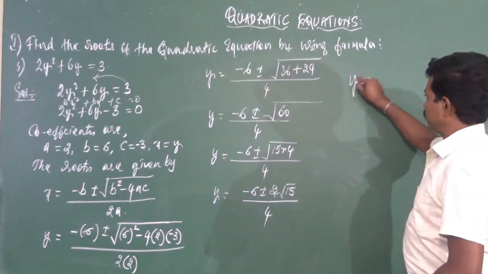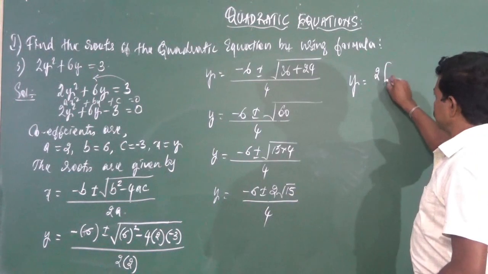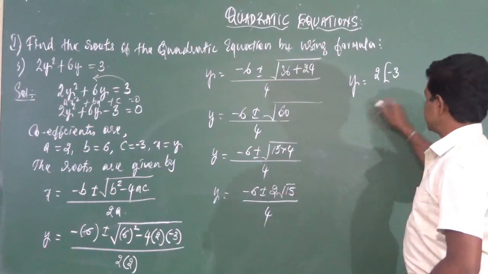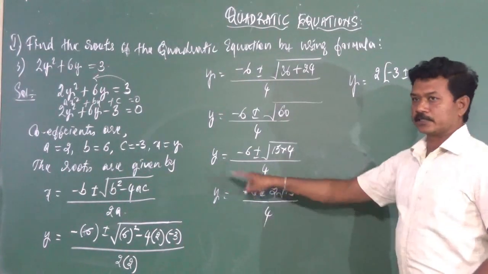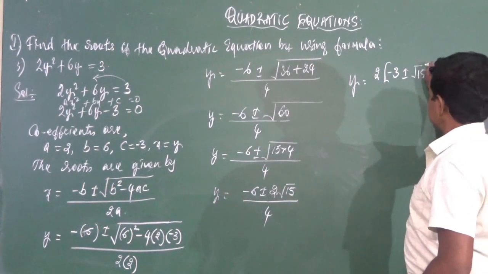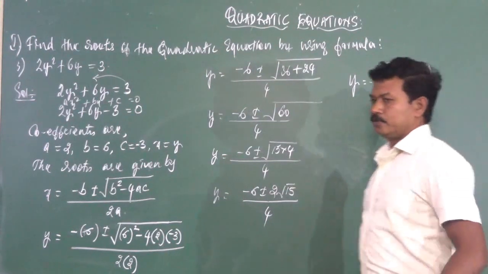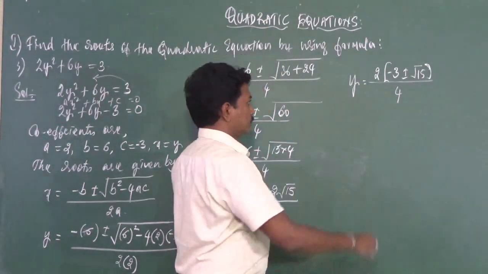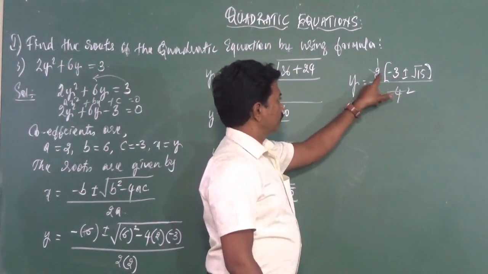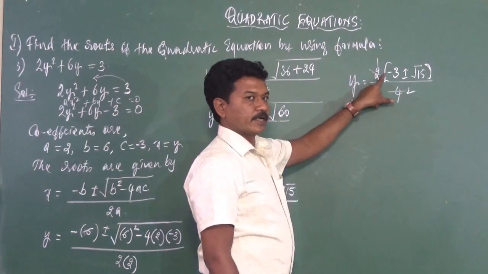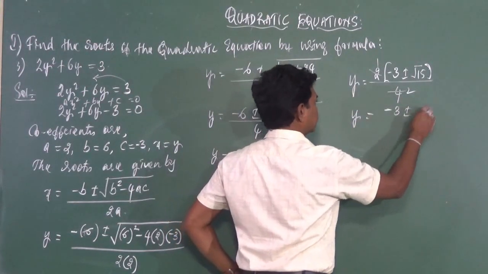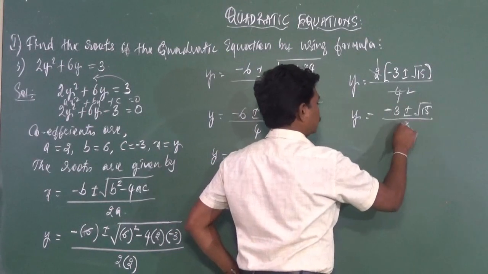So we can take 2 as common. When you take 2 as common here, it becomes minus 3, because 2 into minus 3 is minus 6, plus or minus. Already we have taken 2 as common, so nothing is left, it means 1 is here. So root 15 by 4. Now you can cancel it. So it is 2 ones are 2, 2 twos are 4. Now you can do it because in between these two terms you have a multiplication sign here. Right? Then you can do it at this moment. So y is equal to minus 3 plus or minus root 15 by 2.